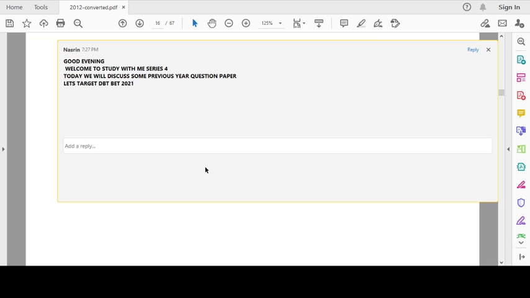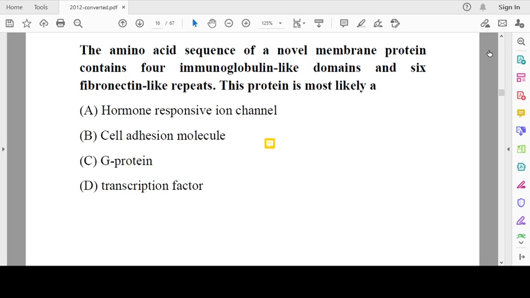Good evening to all, and today I welcome you all to Study With Me series number 4. Currently we are discussing questions asked in previous year question papers so that we can target the DBT BET JRF question paper. Since many questions are repeated in this question paper, we'll study the previous year questions so that you will get an idea of what type of questions are asked in the DBT BET JRF examination, friends. So with no delay, let's get started.